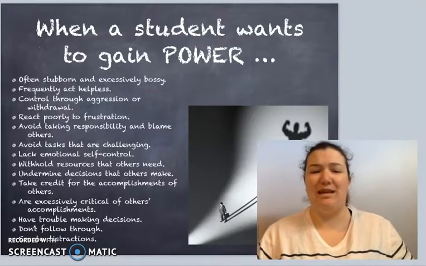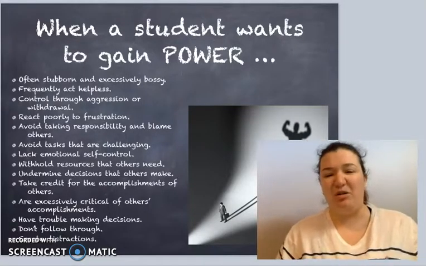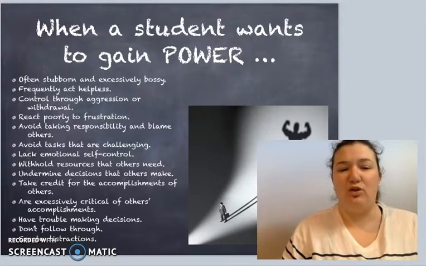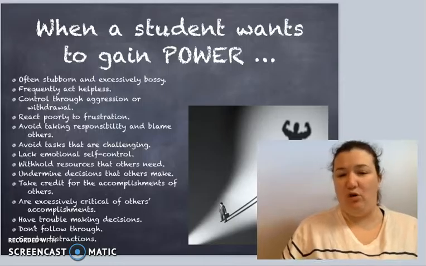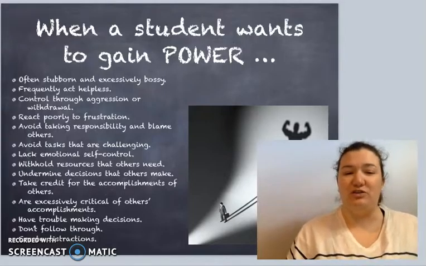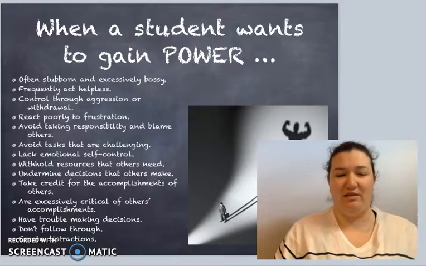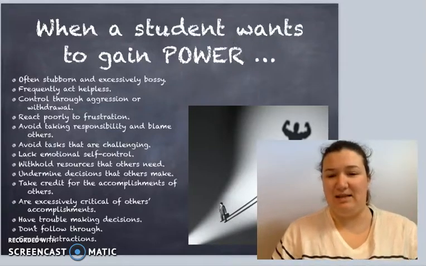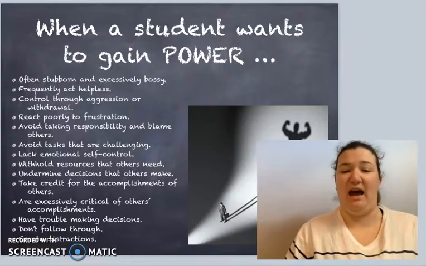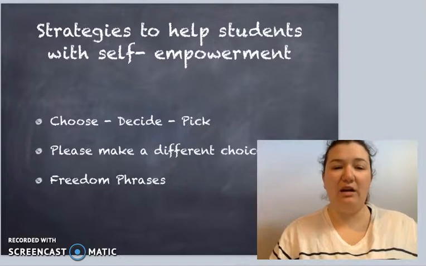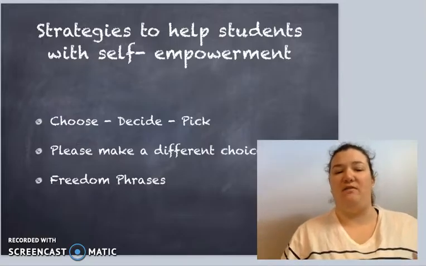So when a student wants to gain power, they're often stubborn, bossy, they act helpless a lot, they also control aggression, or they'll have withdrawal, they react poorly to frustration, they avoid taking responsibility for themselves and instead blame others, and there are a few other symptoms that we can see and how they'll react in the classroom. So when a student does want to gain power, here are some strategies to help with self-empowerment.